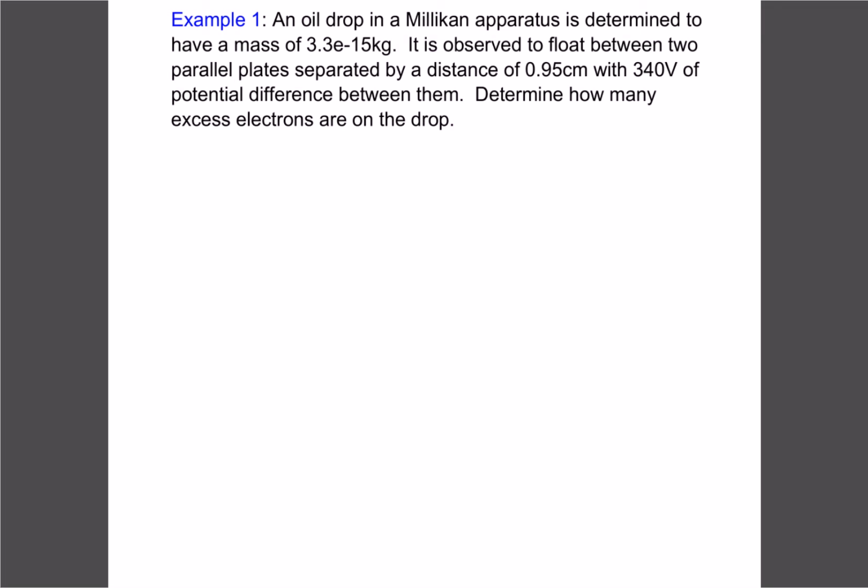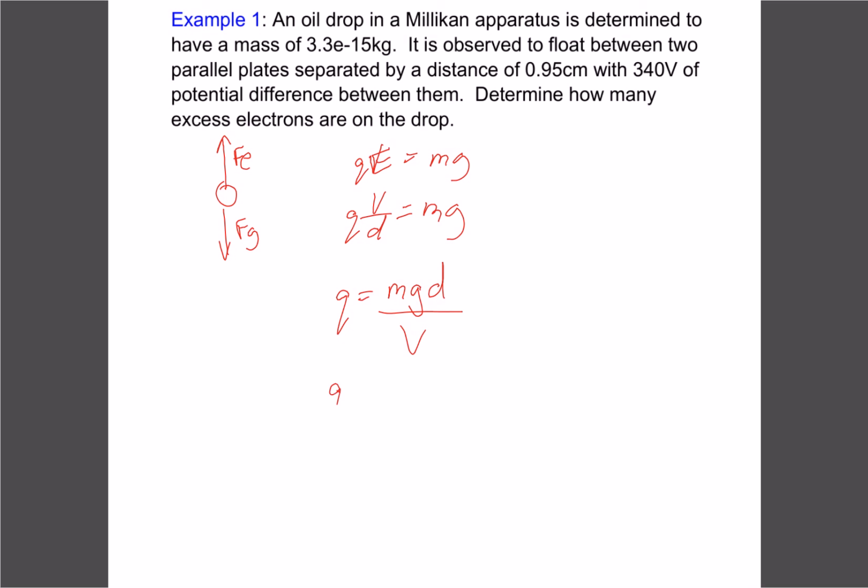So let's do an example. It's a pretty basic example. We've got an oil droplet with a mass, and it's floating. The question is, how many electrons are on this oil droplet? We have electric force pushing it up and gravity pulling it down, so we'd have QE equal to mg. An electric field, remember, is voltage over distance. So the question is, what is our charge? It's mgd over voltage, so all we have to do is plug everything in.